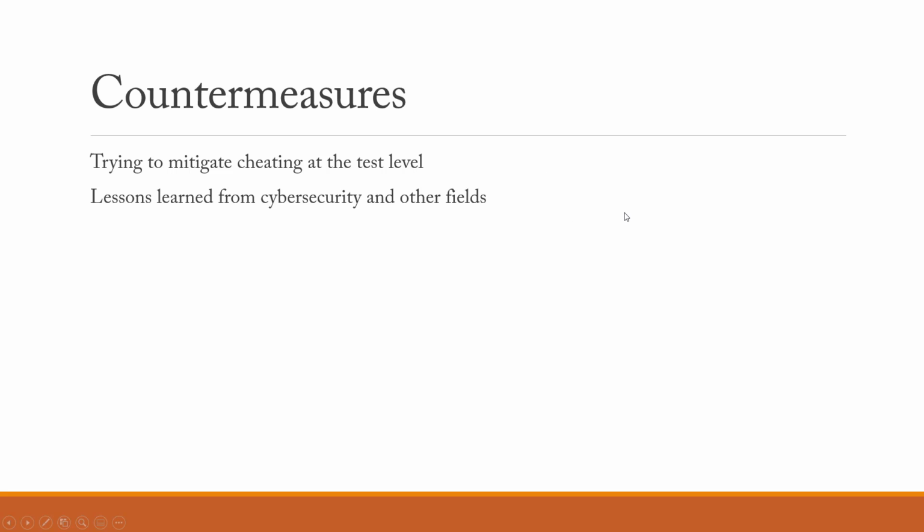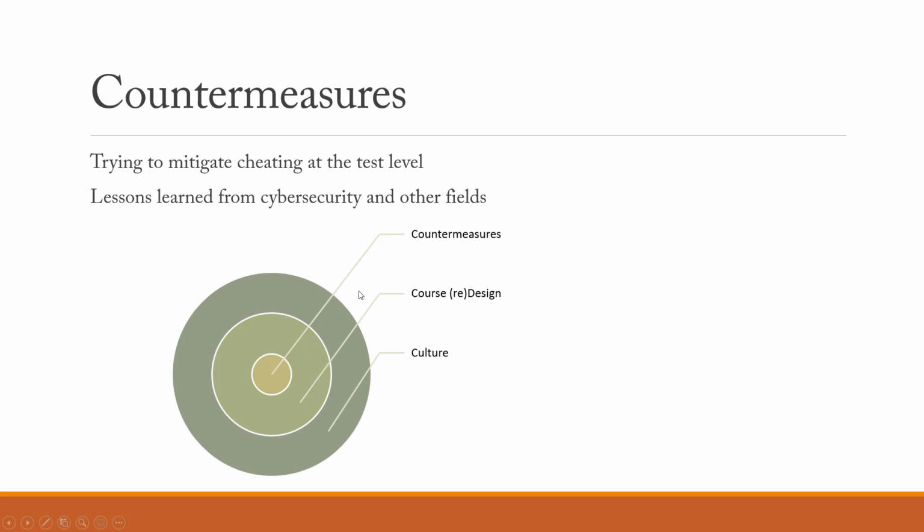In terms of countermeasures, usually this amounts to trying to mitigate cheating at the test level. So it's at the point of the test itself. And we need to learn some lessons from cybersecurity and other fields that countermeasures seem intuitive and it's an easy thing to think of, but really they are a small part of the options and they tend to be the least effective. So I think it helps to think about it this way. Countermeasures may be useful in some very limited instances, but by and large, you really should be using strategies more around course redesign and culture.